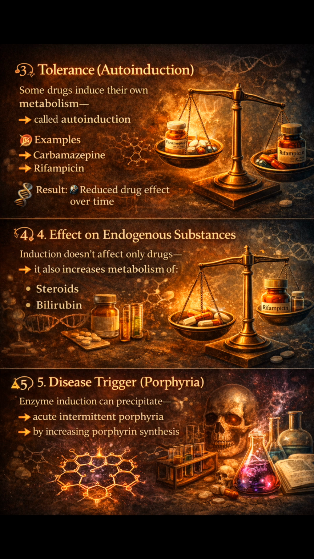Now, the effect of endogenous substances. Induction doesn't affect only drugs. It also increases metabolism of the steroids and bilirubin in the body. Now, the disease trigger, porphyria. Enzyme induction can precipitate acute intermittent porphyria by increasing porphyrin synthesis.